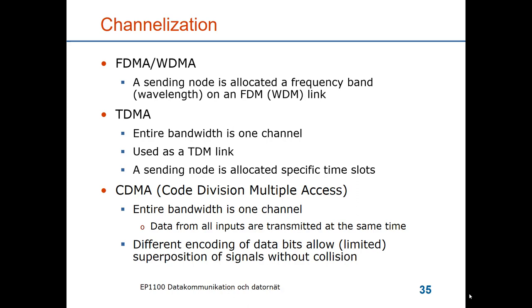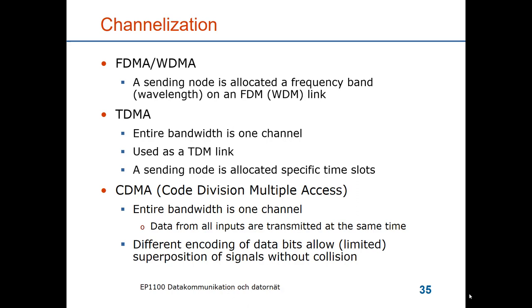The frequency division multiple access is what we recognize from broadcast radio and television, where each station has its own channel, a frequency band, where it has the reserved right to send its signal. In optical networks, we talk about wave division multiple access, where each sender gets its own wavelength channel they can send. So we use different colors of the light and allocate a color to each sender.